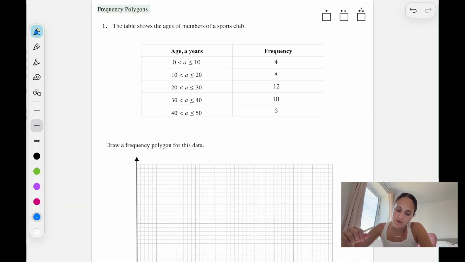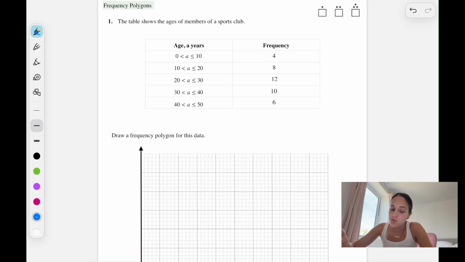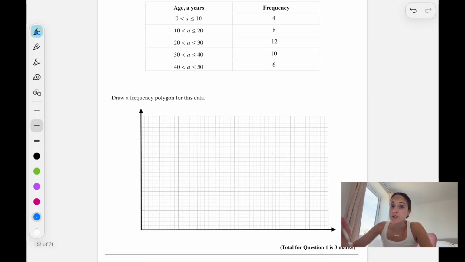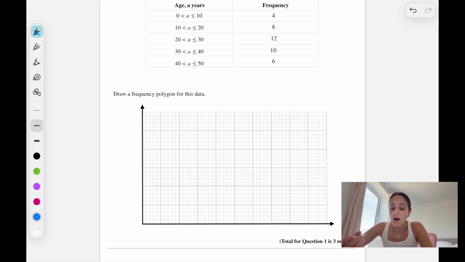So this first question says the table shows the ages of members at a sports club. We need to draw a frequency polygon. So for frequency polygons, what we do is plot the midpoint against the frequencies. Firstly, we're going to label our axes. The age is going from 0 to 50, so if we do 10, 20, 30, 40, 50, that should be enough to cover it.